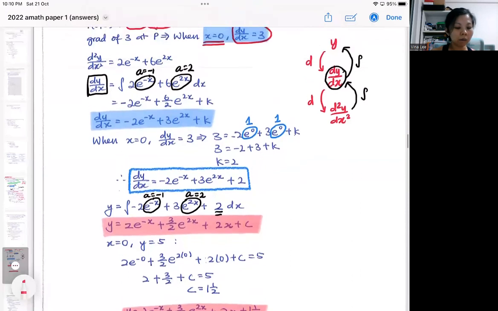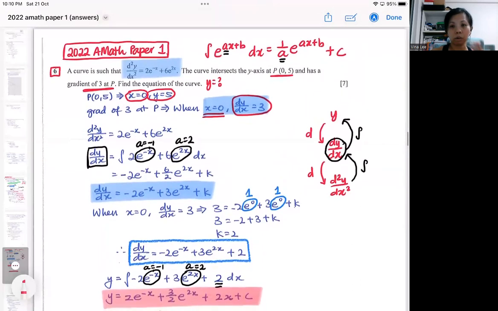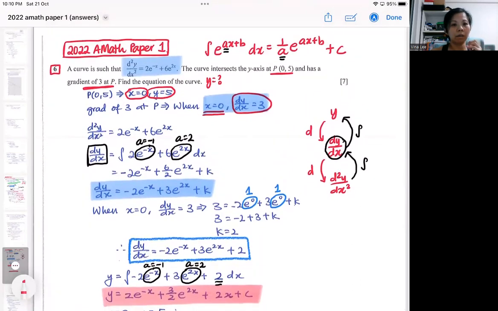So I would say this one is not a very difficult question to score. If you're not prone to carelessness, if you're very, very careful, the whole question will work out very well.